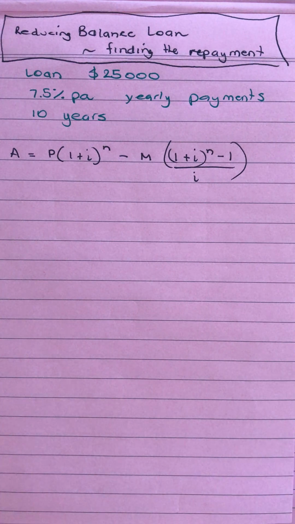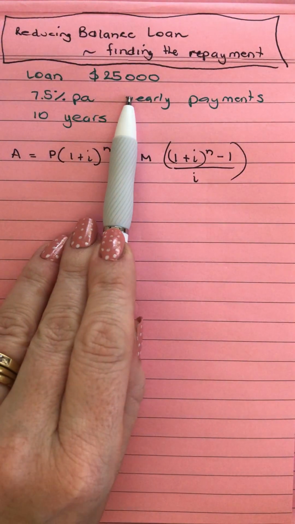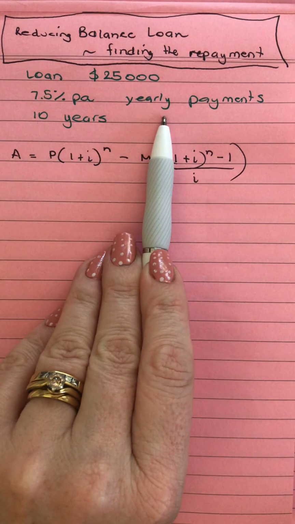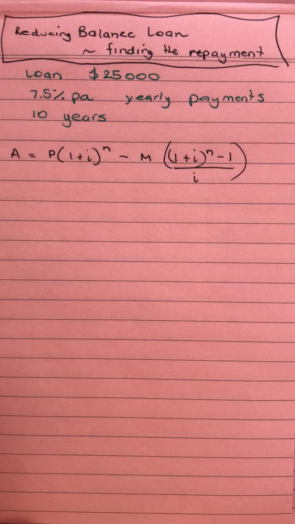Rather than having monthly or fortnightly payments, I'm just going with yearly just so you can see the process. So in this case, we've got a loan of $25,000. We've got 7.5% per annum, yearly payments over 10 years. And we want to work out how much the repayments are.